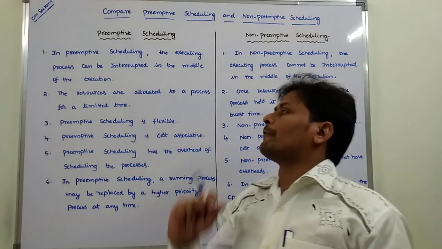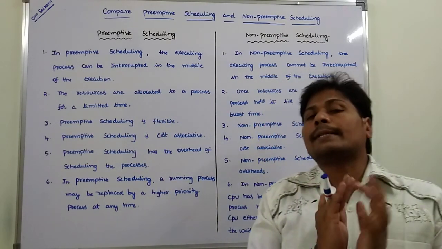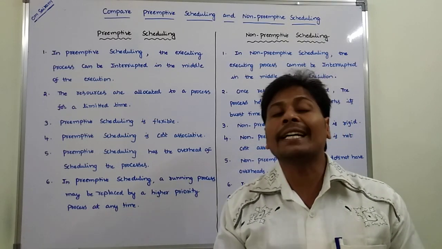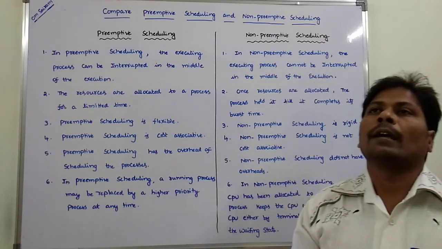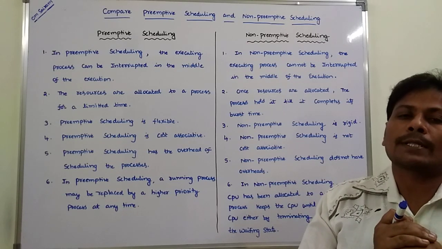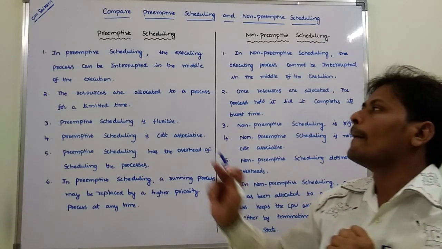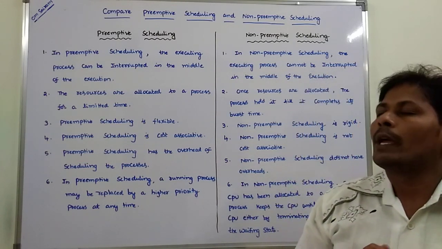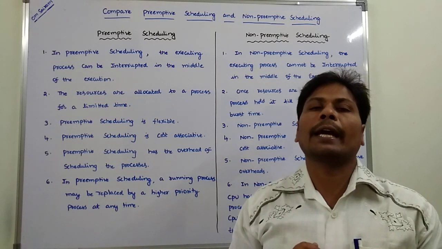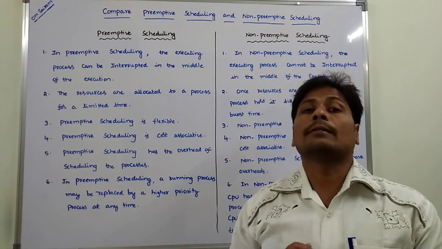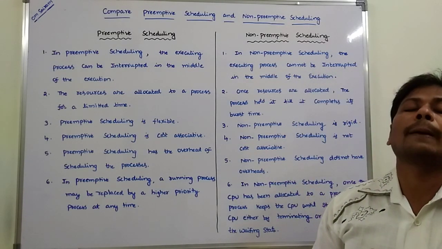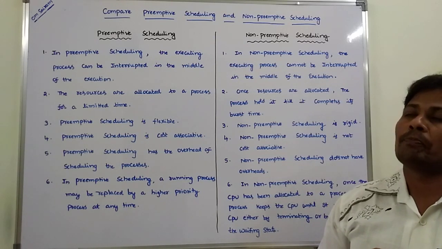Next, the second difference: the resources are allocated to a particular process for a limited amount of time in preemptive scheduling. In non-preemptive scheduling, once the resources are allocated to a particular process, those resources are not released until the process completes its execution.